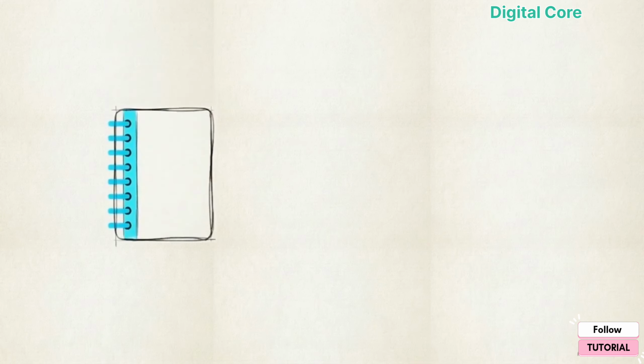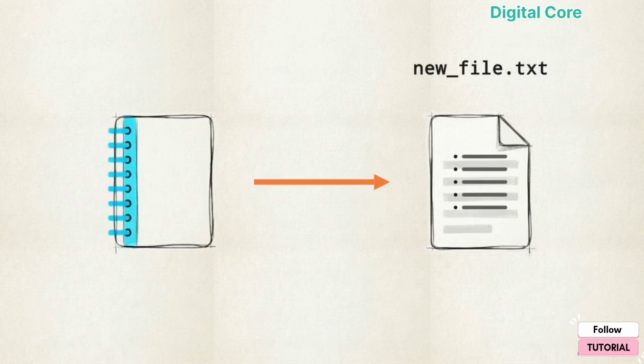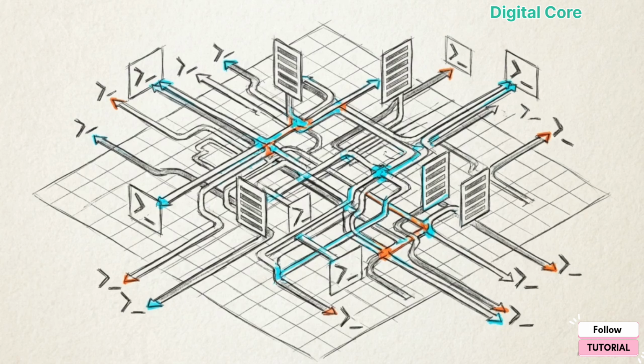The next step is to save this output into a brand new file by using command line redirection. Efficient system management relies on connecting these individual commands to handle increasingly complex data tasks.